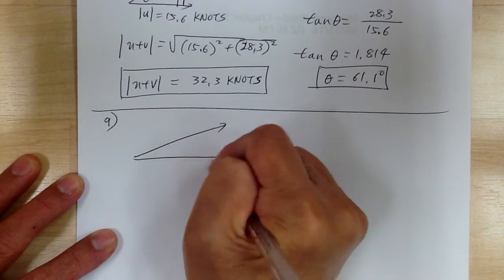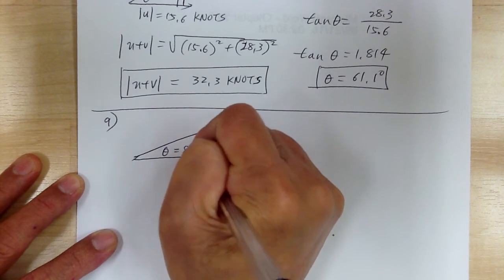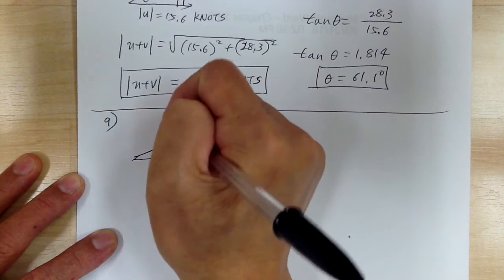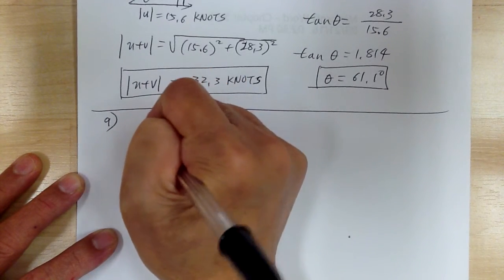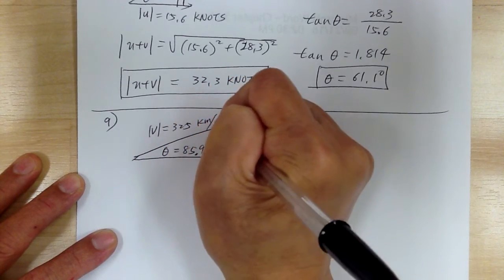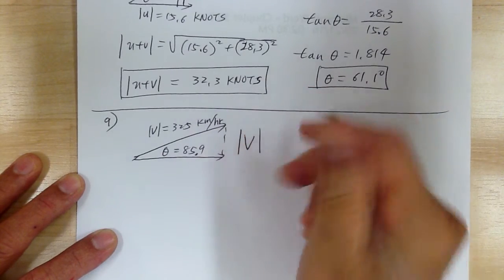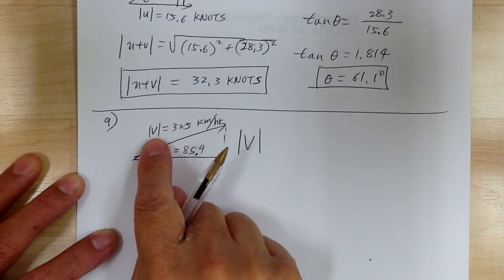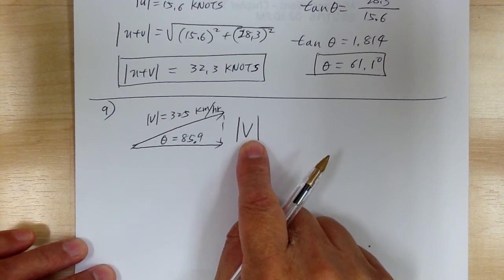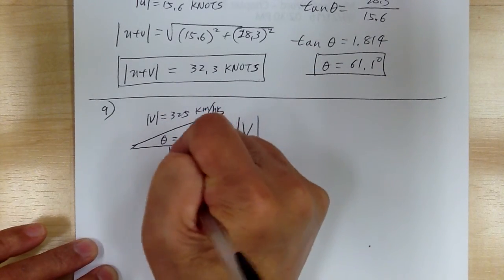Number 9, it's kind of the reverse of that. They give you theta equal to 85.9 degrees. Okay, and they give you the length of vector v equal to 325 kilometers per hour, and they want you to find the vertical component. So don't get confused between the two. This is a small v, so this is the length of the vector v. The capital V is a vertical component, so it's the height, and you're looking for the horizontal, the h.